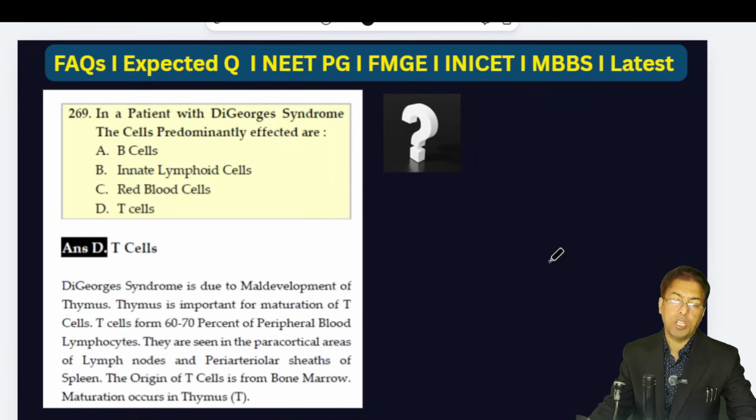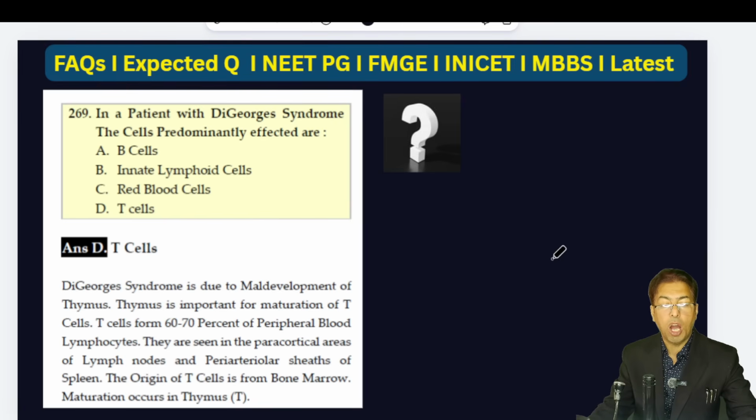Now, what are the types of questions which we get in your NEET, PG, FMG, INICET, UPSC? In a patient with DiGeorge syndrome, the cells predominantly affected are B cells, innate lymphoid cells, red blood cells, T cells. As far as DiGeorge syndrome is concerned, you can have the embryological basis of DiGeorge syndrome, I mean to say the deficiency of the formation of the pharyngeal arches along with the T cell defects, as a result of which young patients, the children, usually have immunodeficiency. DiGeorge syndrome is due to maldevelopment of the thymus, and the thymus is important for processing of lymphocytes, the T types of lymphocytes.